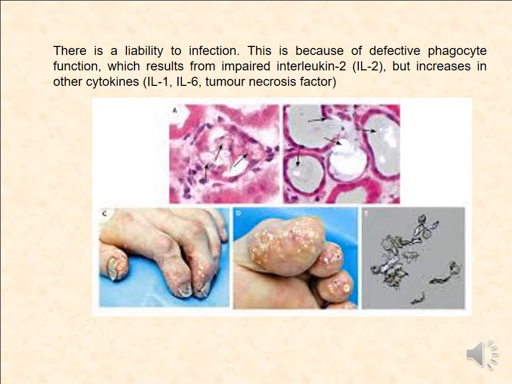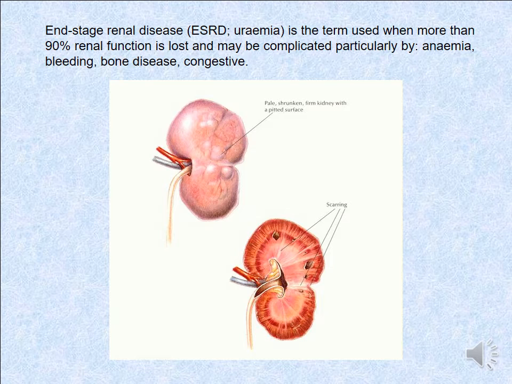There is liability to infection because of defective phagocyte function, which results from impaired interleukin-2 and an increase in other cytokines, interleukin-1, interleukin-6, and tumor necrosis factor. End-stage renal disease, which we call uremia, is the term used when more than 90% of renal function is lost and may be complicated, particularly by anemia, bleeding, bone disease, and congestion.